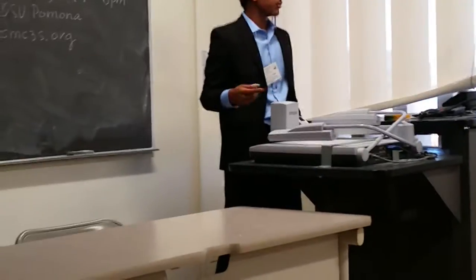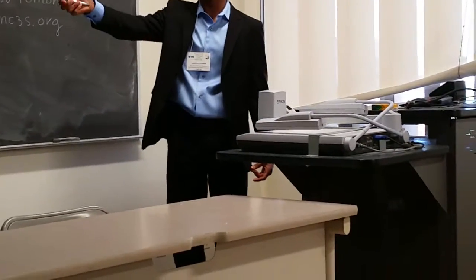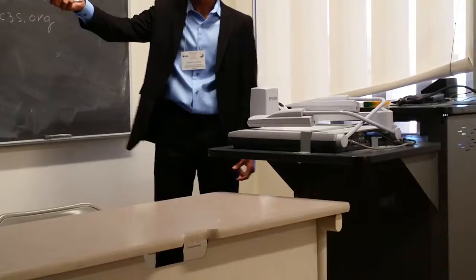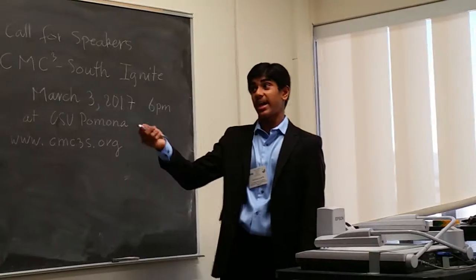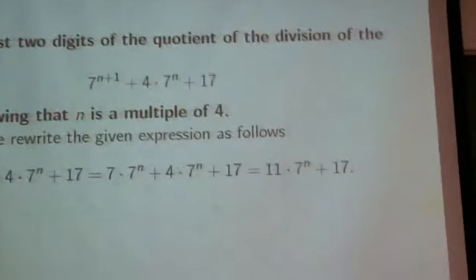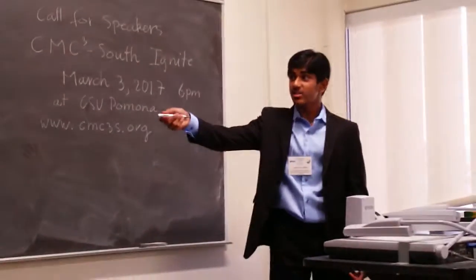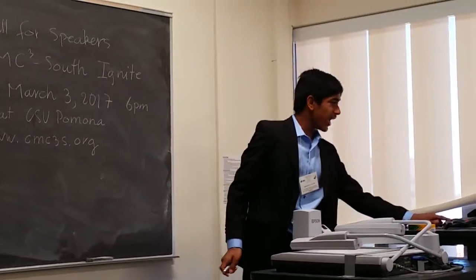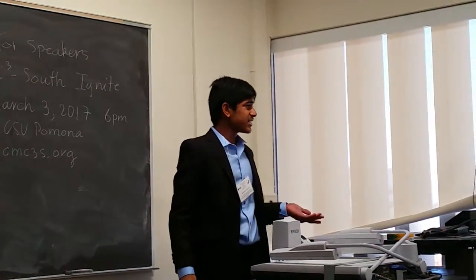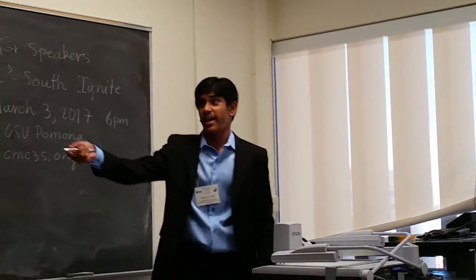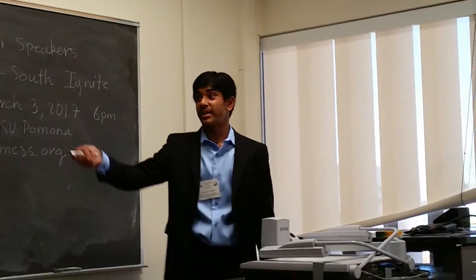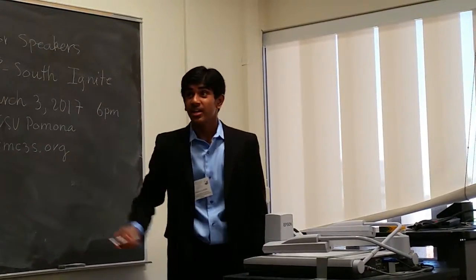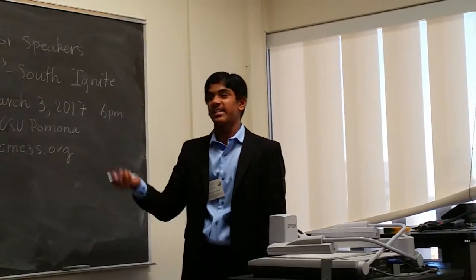If you break that down, that is the same exact thing as 7 times 7 to the n. And if you add 4 times 7 to the n to it, you get 11 times 7 to the n. And if you divide the whole thing by 11, you get 7 to the n plus 17 over 11. So let's look at 7 to the n. If n is a multiple of 4, let n be 4a. So if it's 7 to the 4a we're talking about, then we're saying 7 to the 4th to the a, where a is actually a natural number.